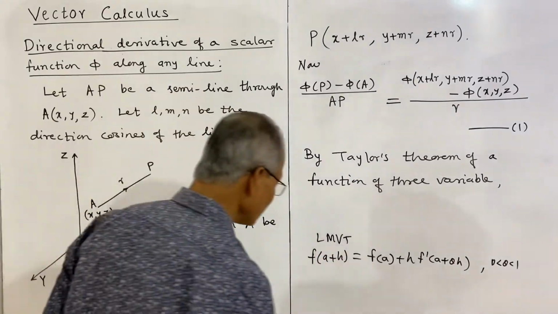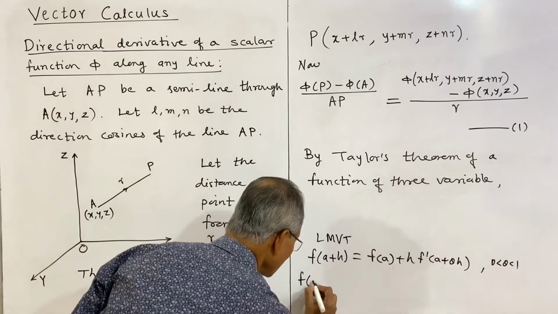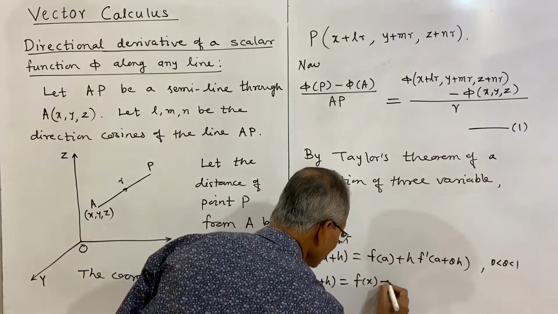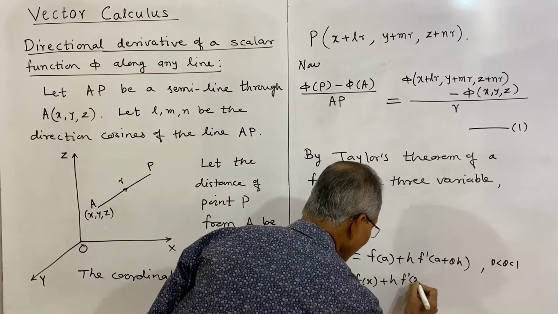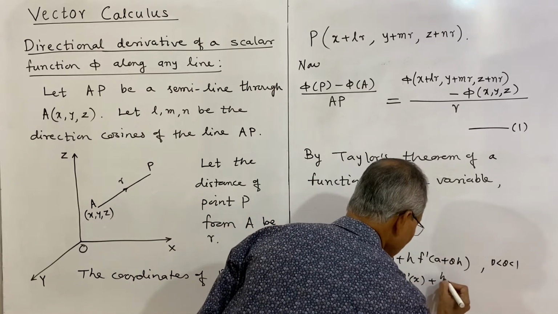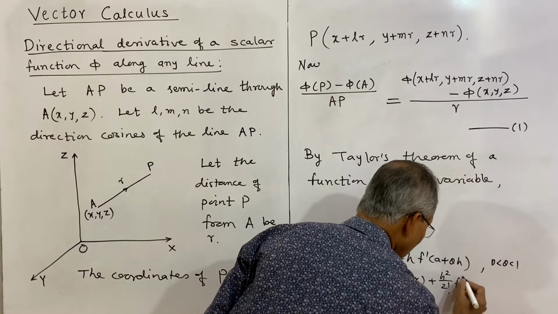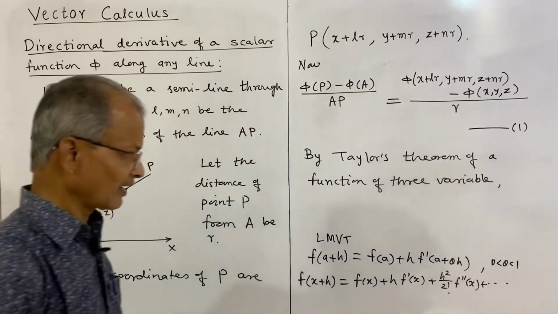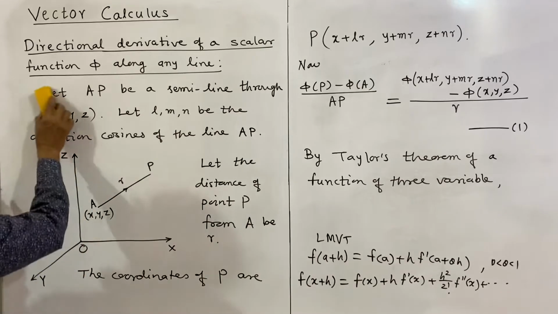And what is Taylor's theorem? Taylor's theorem is f of x plus h is equal to f of x plus h f dash of x plus h square by 2 factorial f double dash of x plus h cube by 3 factorial, etc. Now how to use these theorems here?